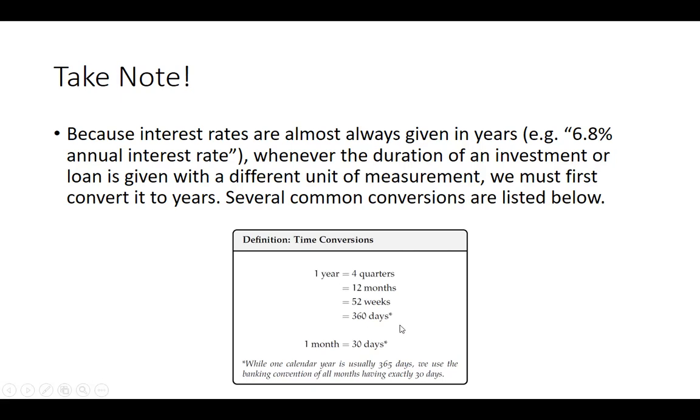And I know what you're saying. You're saying 365 days in a year. You're wrong. Well, while one calendar year is usually 365 days, we use the banking convention of all months having exactly 30 days. So in banking terms, 1 month is 30 days, therefore 12 months would be 360 days, not 365.